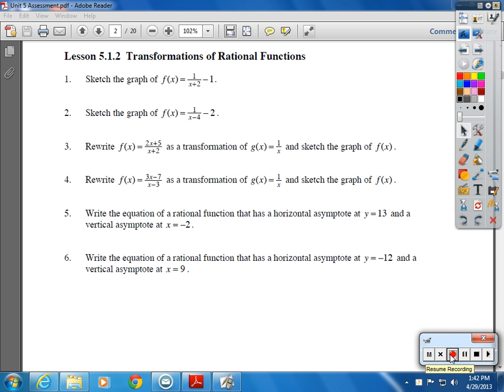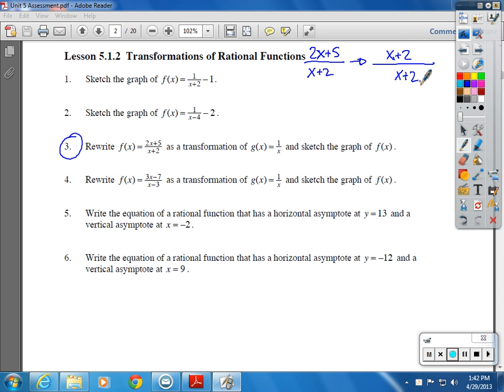So the next one here, we're doing number 3. So we've got to rewrite that f of x there in a hyperbola form rather than just rational form. So remember, when we start that process, the first step is always the same. First step is always to take whatever the denominator is and just put it in the numerator. So we put an x plus 2 in the numerator.